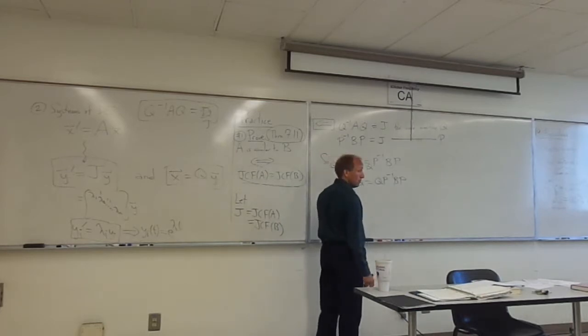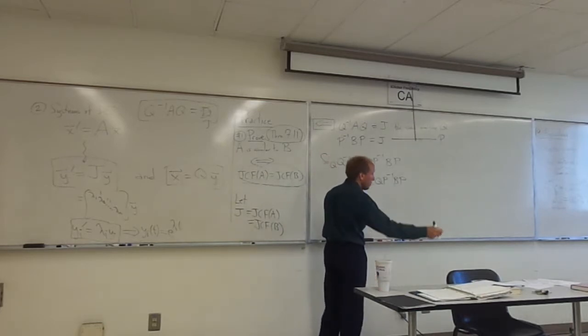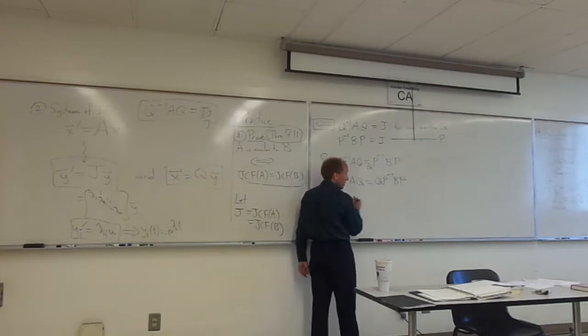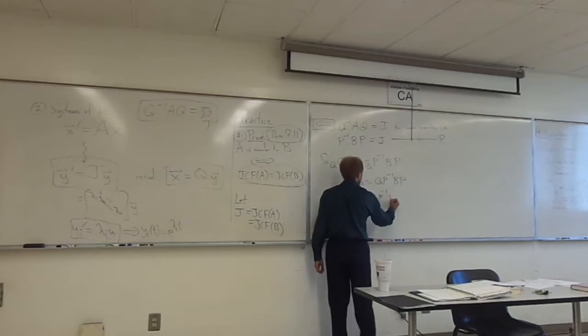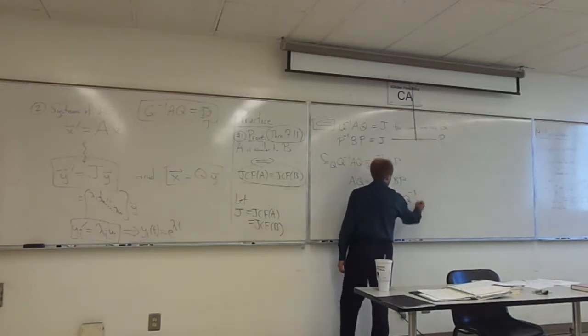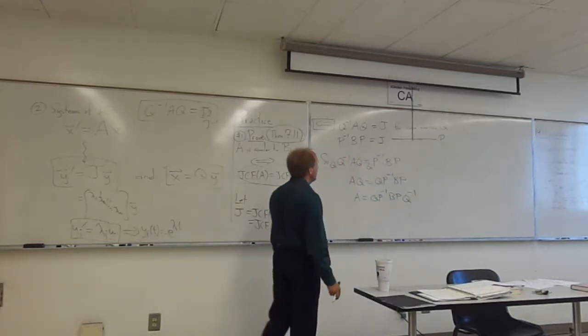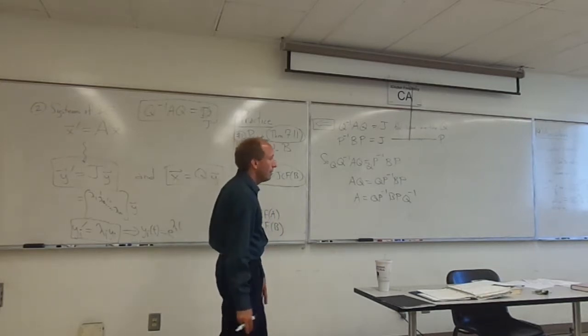Apply Q, right multiplied by Q inverse. I don't want to get the Q to cancel here, so I'm going to right multiply by Q inverse. I'm going to get Q P inverse B P Q inverse. Okay, and am I done?